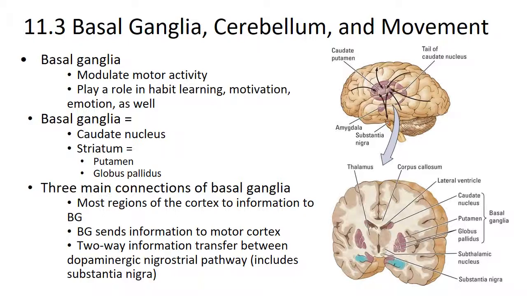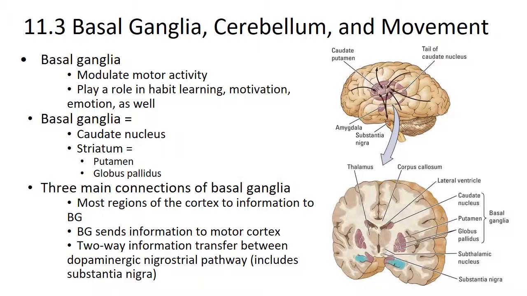So the basal ganglia modulates motor activity. It doesn't create the plans for motor activity, but it adjusts them. So it plays a role in habit learning, in motivation. Basal ganglia also has some emotional roles.